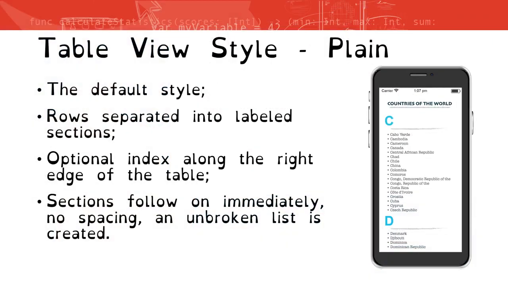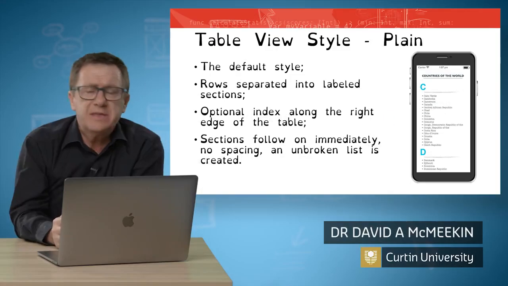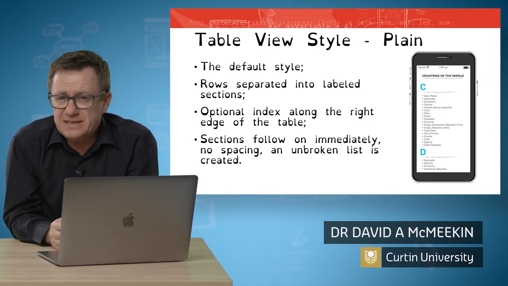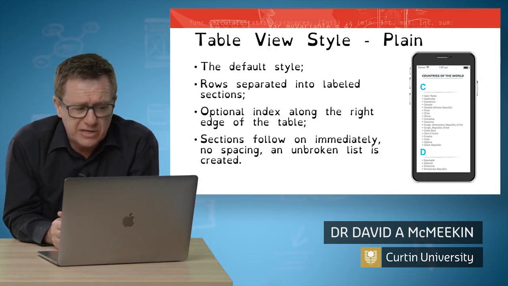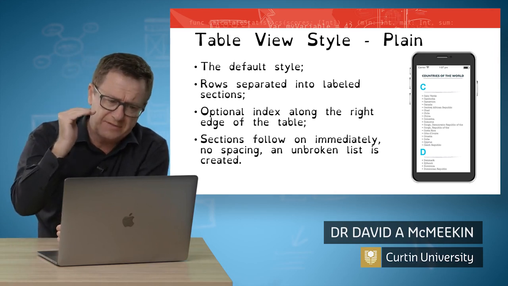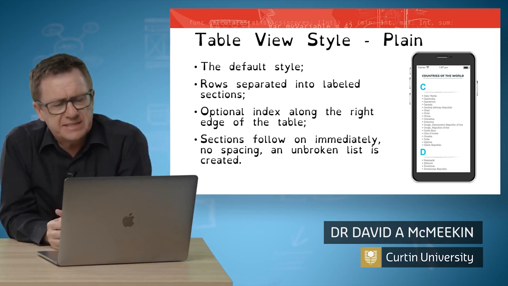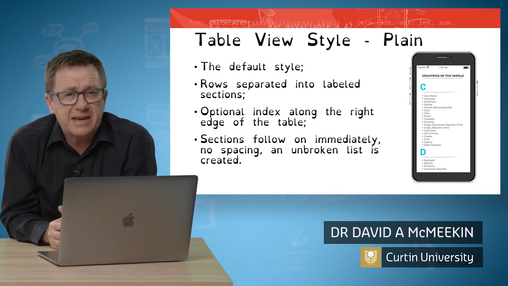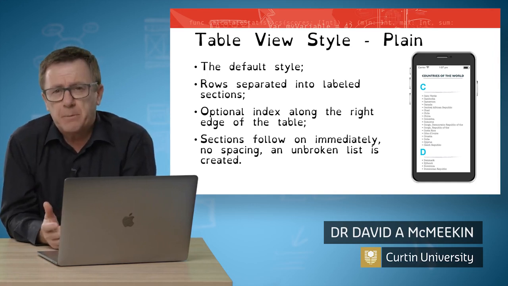So table view styles. We have a plain style, and the plain is exactly that, plain. It's the default style. Rows are separated into just labeled sections. There might be a type of indexing on the right-hand side edge, and the sections just follow on one after the other. There's no spacing, and really it's like an unbroken list. Plain.